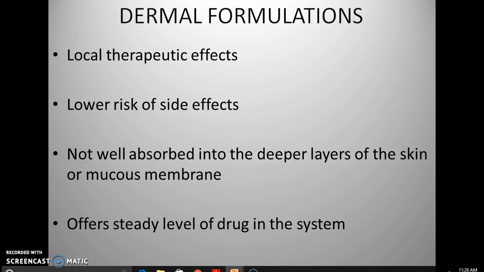What are some of the advantages associated with these particular formulations? Well, their effects are local, so you have a local therapeutic effect. Their side effects are lower. Some of the challenges is that it may not be well absorbed in deep layers of the skin or mucous membrane, but it can offer a steady level stream of drugs. Okay, so those are some things that are very, very important.